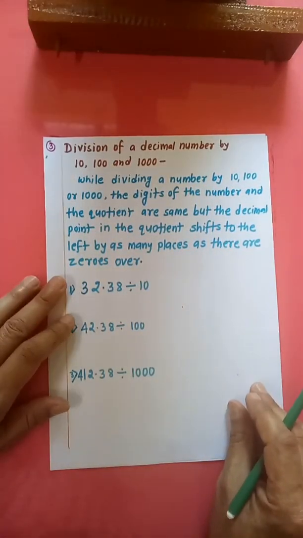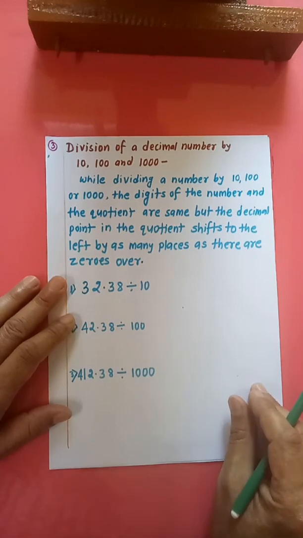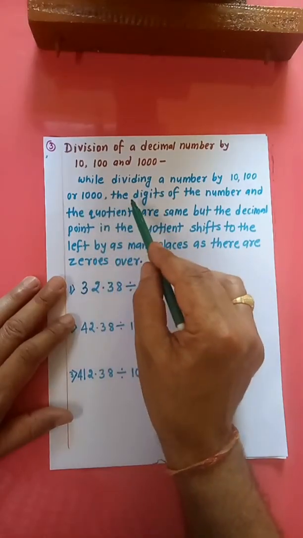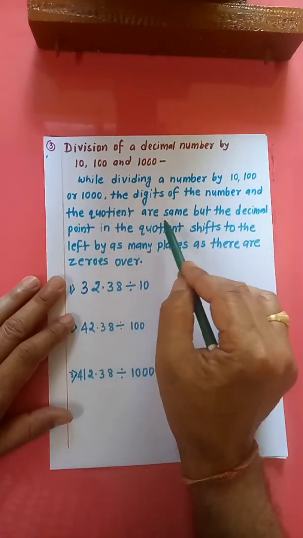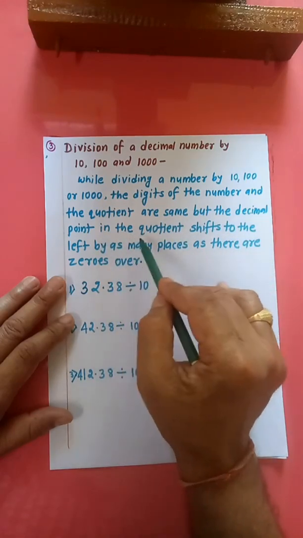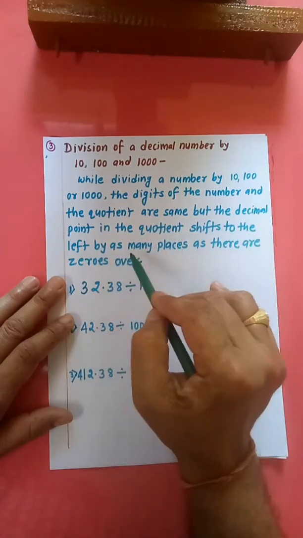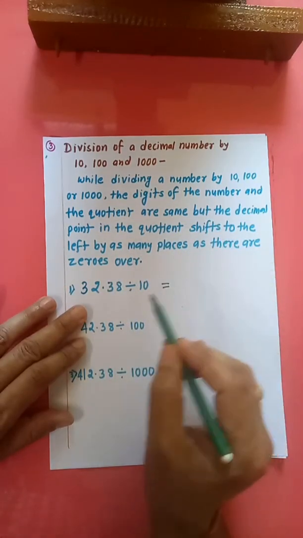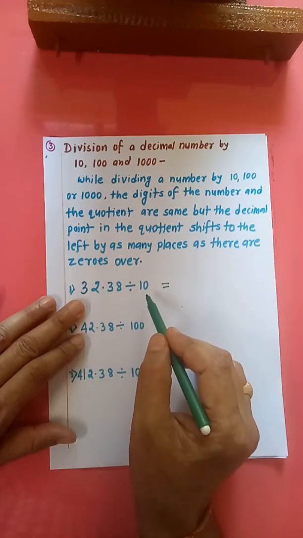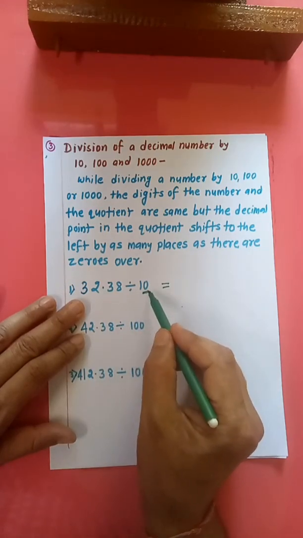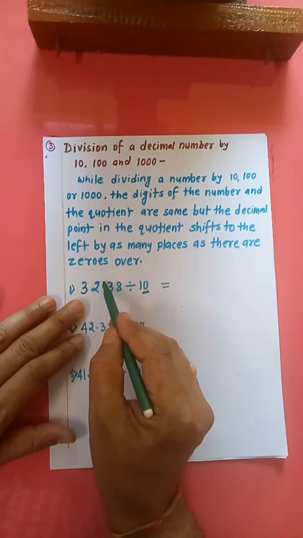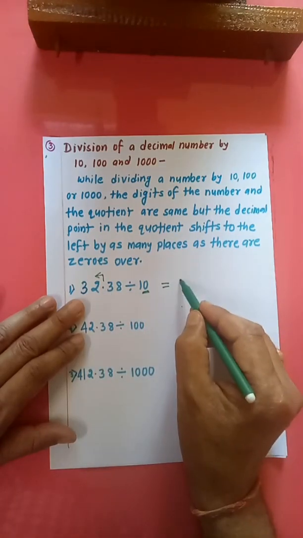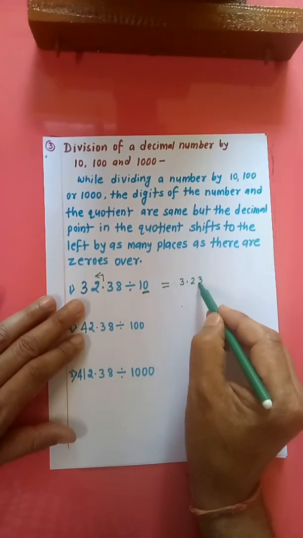Now division of a decimal number by 10, 100 and 1000. While dividing a number by 10, 100 or 1000, the digits of the number and the quotient are the same, but the decimal point in the quotient shifts to the left by as many places as there are zeros over 1. For example, 32.38 divided by 10. Here there is only 1 zero. So in division, the decimal will be shifted left side just after one place. So the answer will be 3.238.